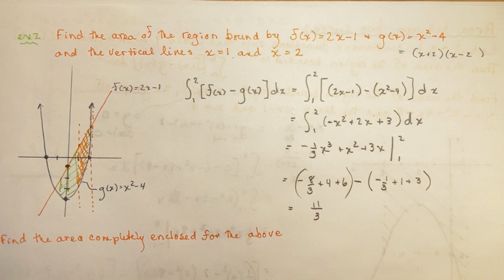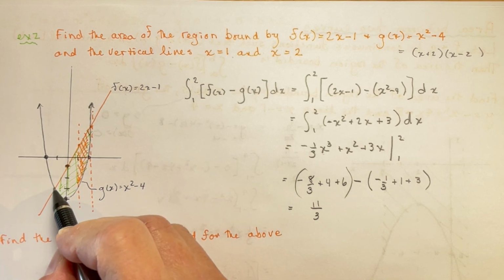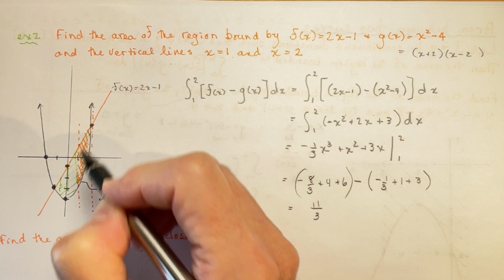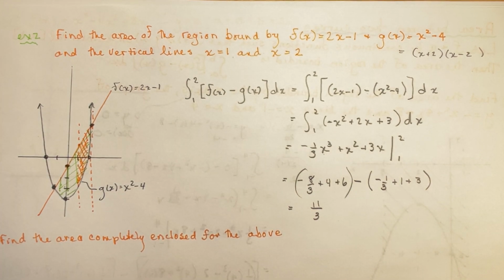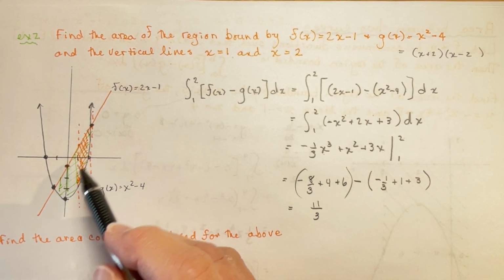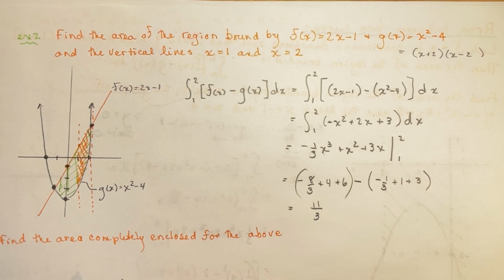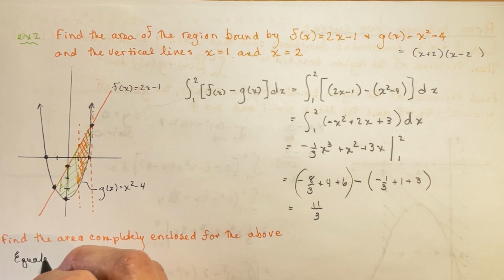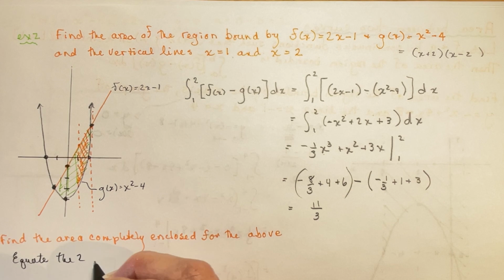Now, the problem is that I wasn't given any boundaries, right? So I need to know what is this point and what is this point on the graph. So in other words, I'm looking for the point of intersection of this curve with this line. How do you find a point of intersection? Well, you set them equal to each other. Remember, you're doing that as well in previous grades. So the first thing I need to do is equate the two equations.